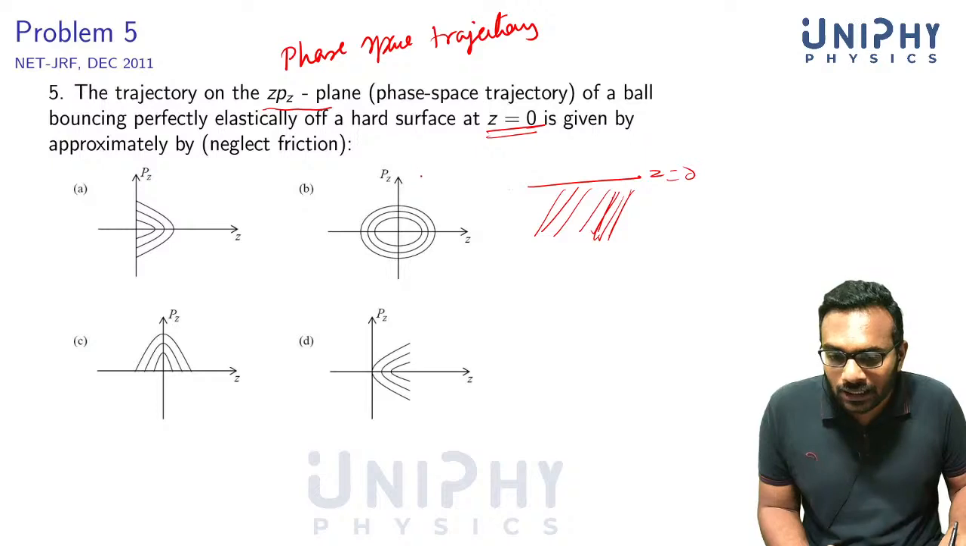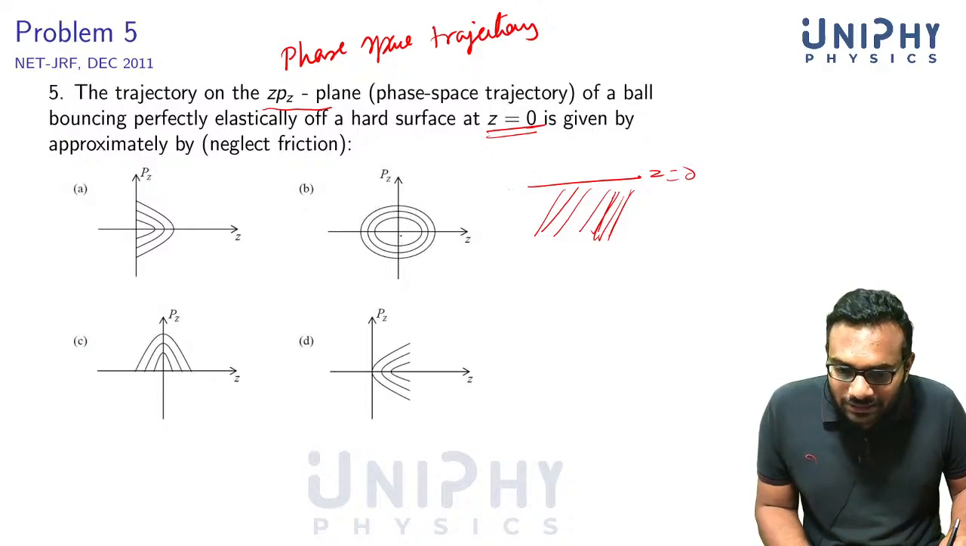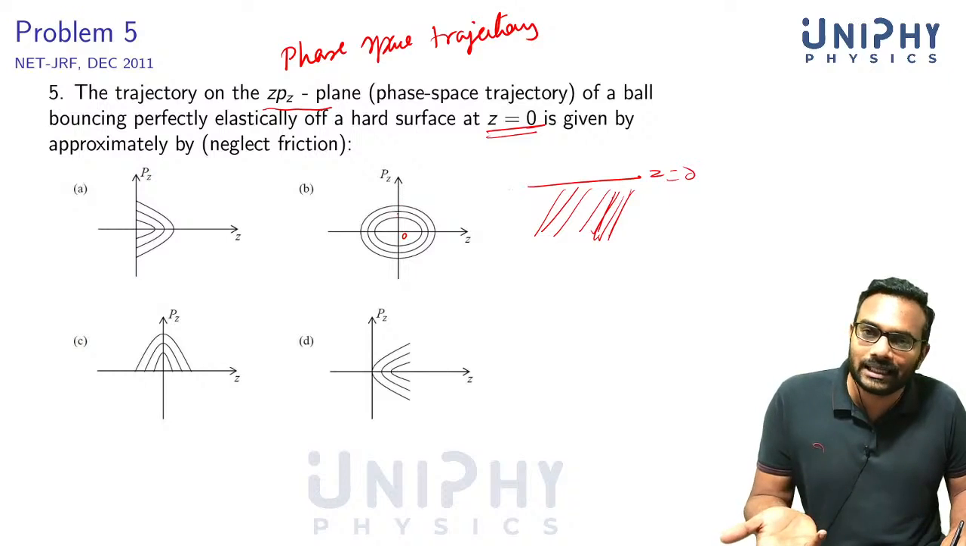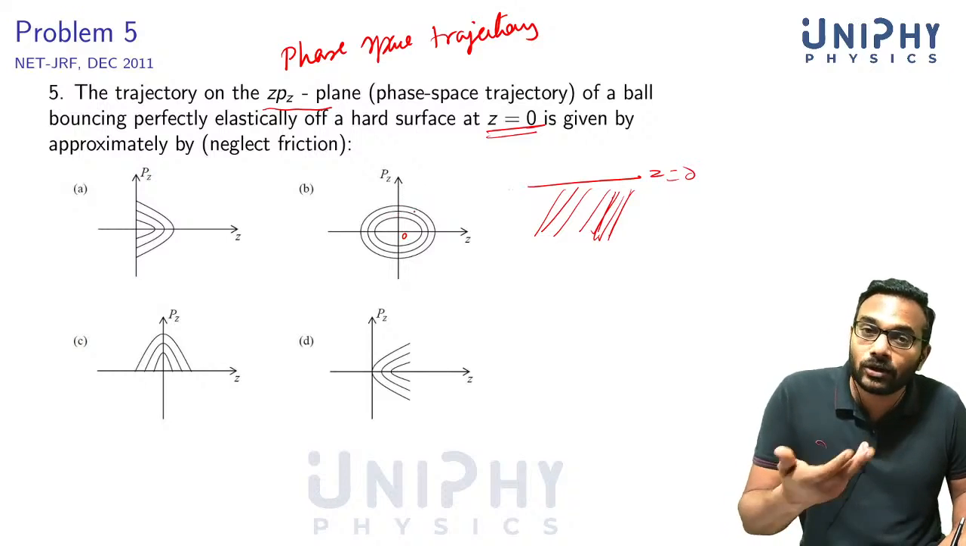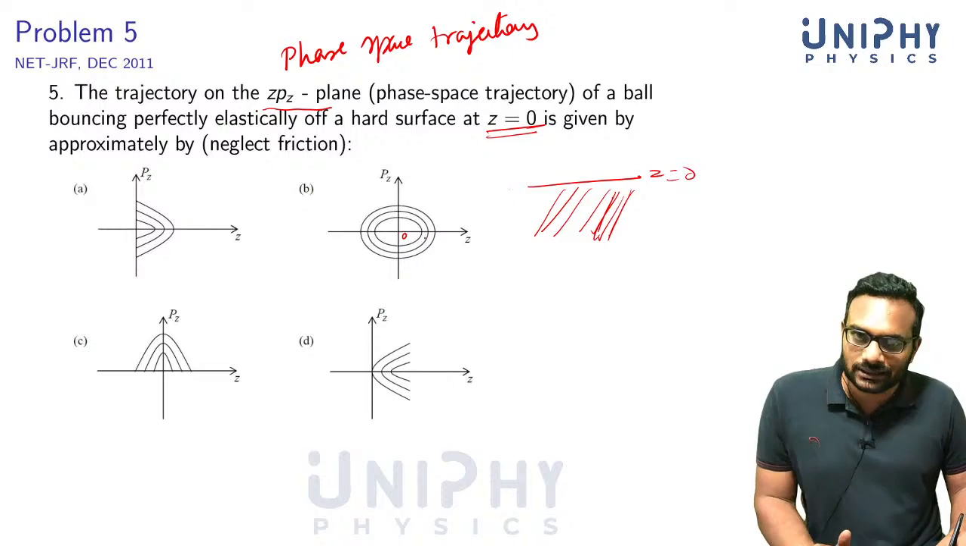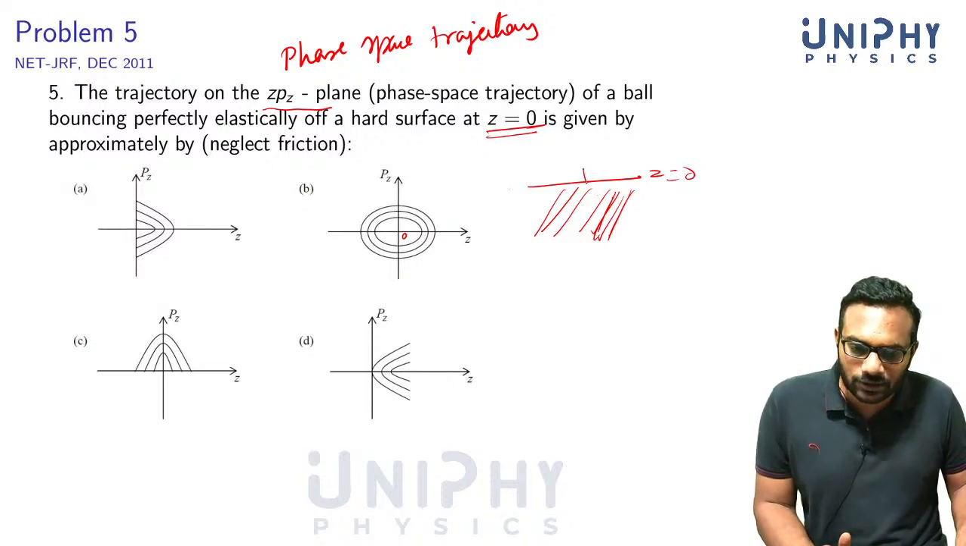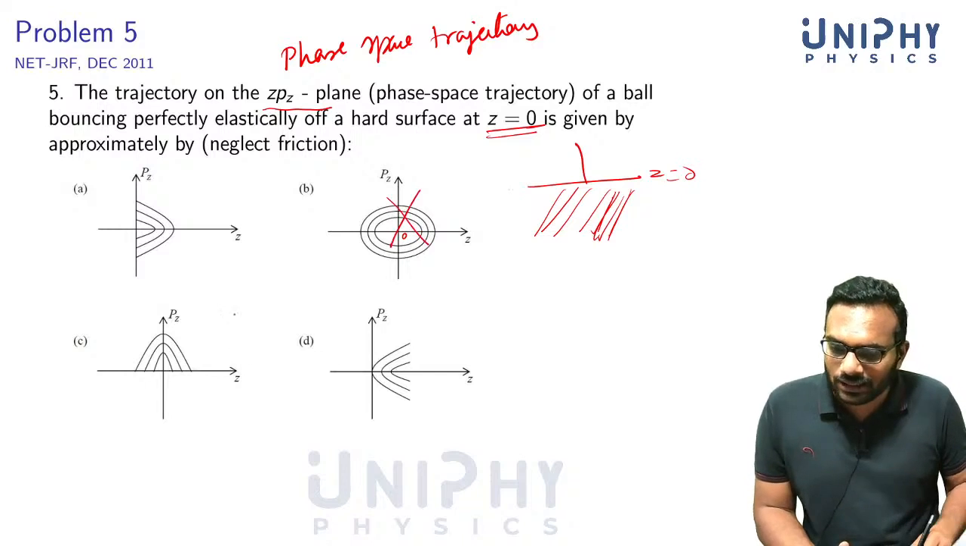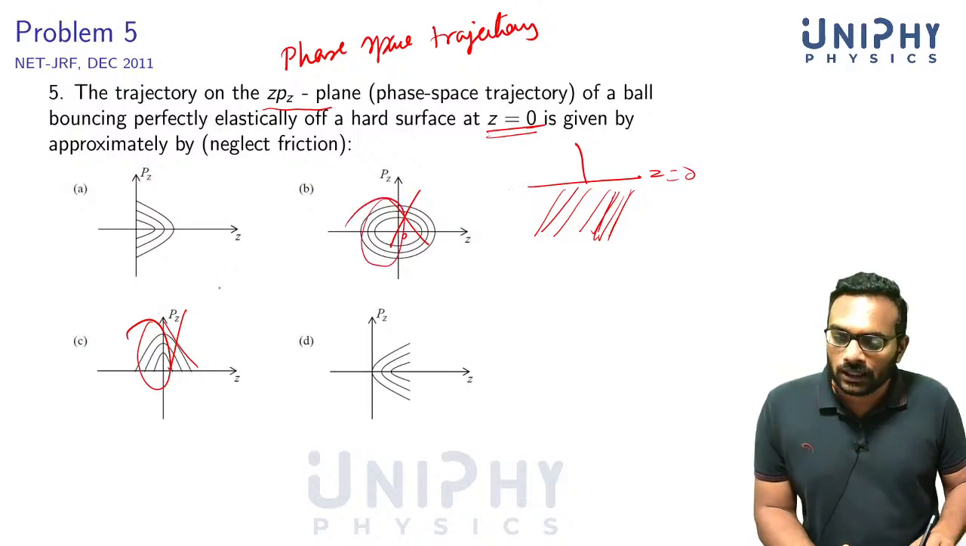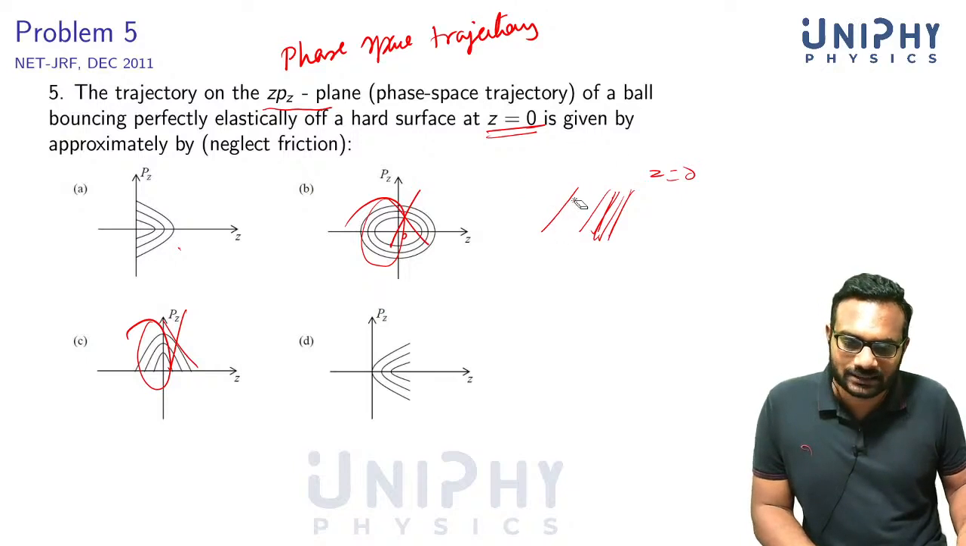A couple of options. If you look at this diagram, this is z equal to 0, and it has trajectories in z less than 0, but a bouncing ball cannot have trajectories in the region z less than 0, because it reaches z equal to 0 and then goes back. Am I right? So this can be eliminated, and this also can be eliminated, because there are trajectories in z less than 0. Now it's either this or this. Now you just look at the physics. What happens?